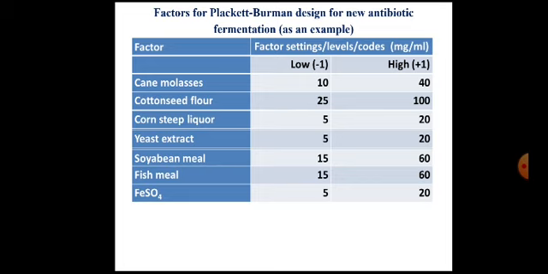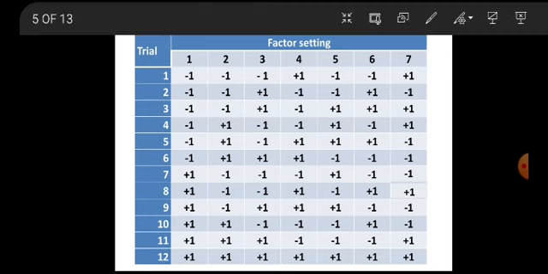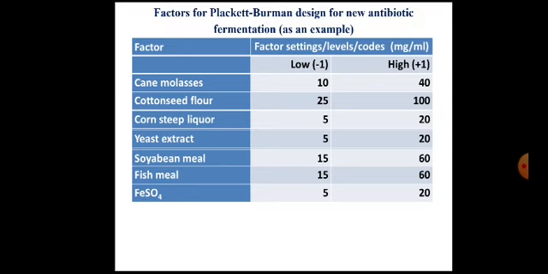This is the general basal composition of the fermentation medium selected for this new antibiotic fermentation, and the task is to identify which of these factors are significant. In order to resolve this task we are using Plackett and Burman's design. After factor settings, the next step is to select a 12 trial design. In this example, a 12 trial Plackett and Burman design is selected for the study of 7 factors in new antibiotic fermentation. What are the 7 factors? These are the 7 factors.